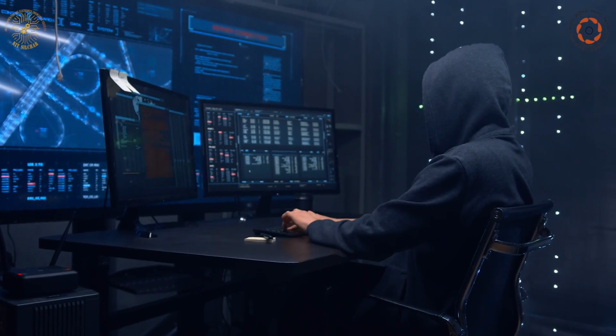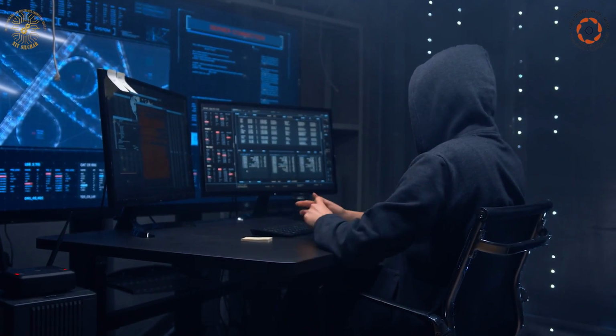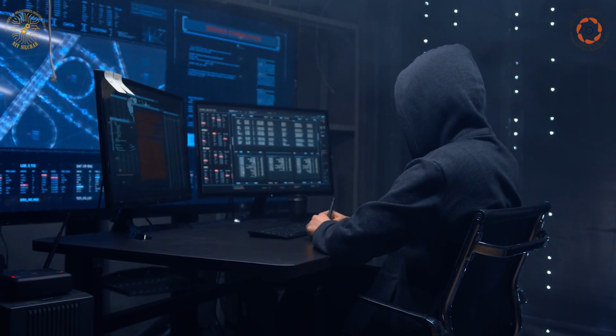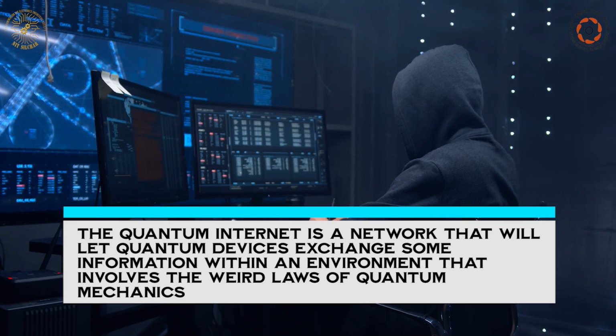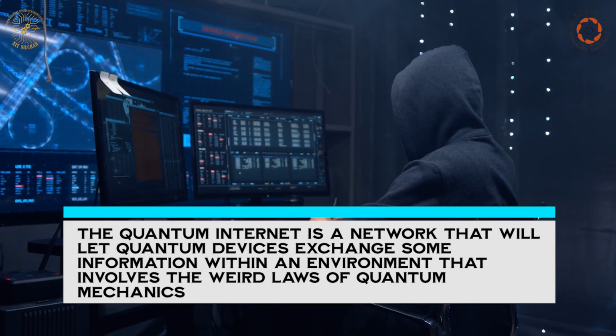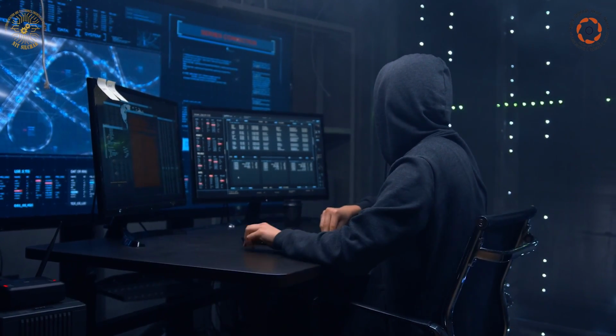Now, moving on to our next fact. So, what is quantum internet? The quantum internet is a network that will let quantum devices exchange information within an environment that involves the weird laws of quantum mechanics.